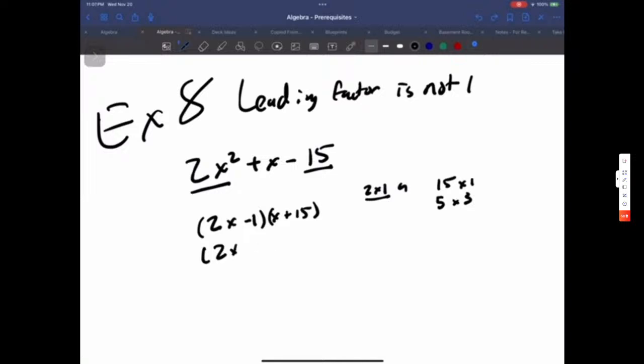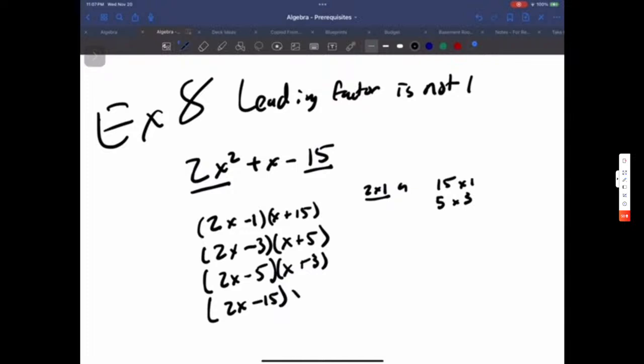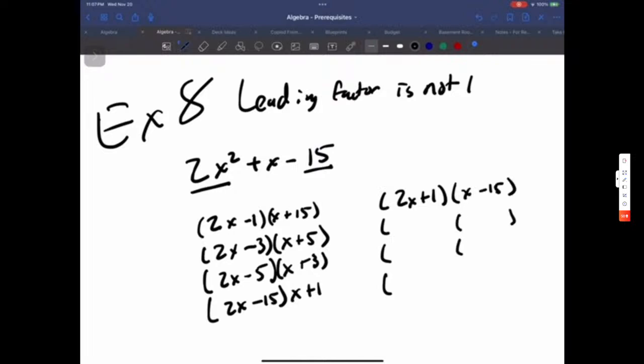So the next term would be 2x minus 3, x plus 5, 2x minus 5, x plus 3, and 2x minus 15, x plus 1. And then the second set of possible coefficients are the same, except the negative and the positive are flipped. So 2x plus 1, x minus 15, and so on. Just write them out real quick.